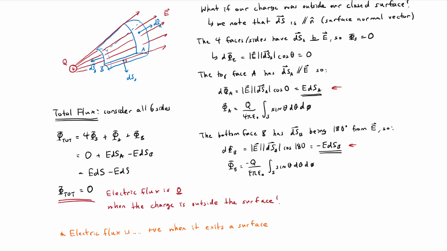And if I take a look at face B, so the bottom part, the electric field lines are going into the surface, and that's going to be pointed in the exact opposite direction as the surface normal vector. So that means it's going to be negative when it enters a surface. So this is very important to remember.